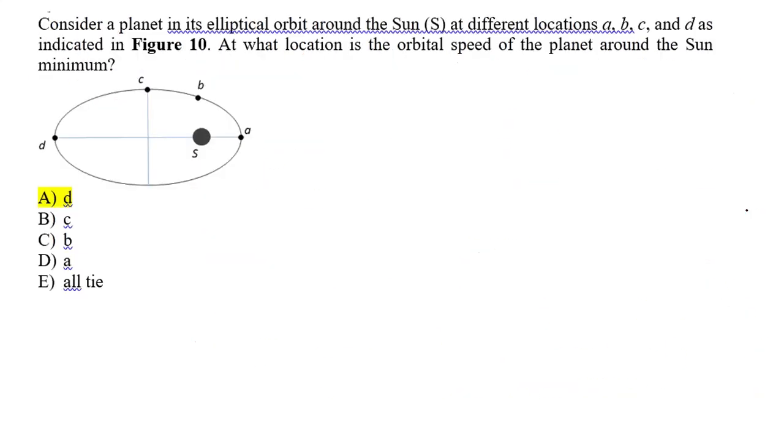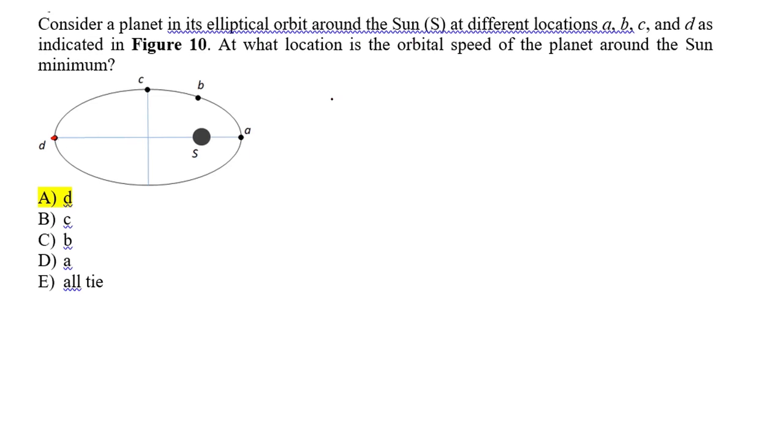Now, let me go to this problem. So this problem is straightforward, but let me just spend time quickly. We consider a planet which is in its elliptical orbit around the sun at different locations A, B, C, and D as indicated in the figure. The question is, at which location is my orbital speed around the sun minimum? So it will be D, of course.